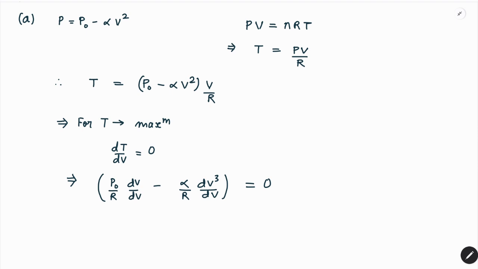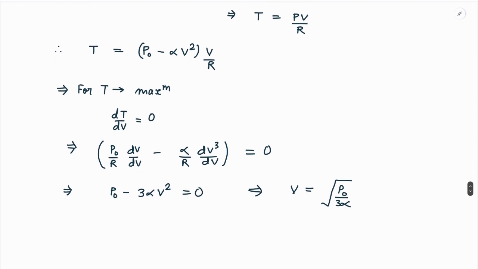So we are differentiating this term and equating to 0, and on derivative we obtain P naught minus 3 alpha V square equal to 0, and from here we obtain the value V equals root over P naught by 3 alpha. So this is the condition that we obtain by differentiating dT by dV and equating it to 0. That is, we are applying the condition for maxima.